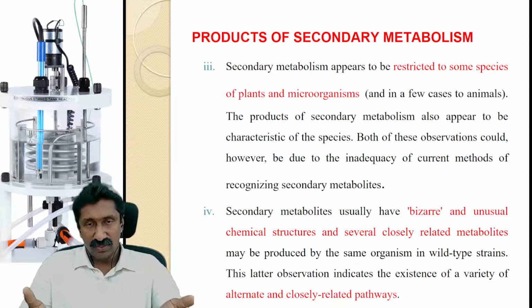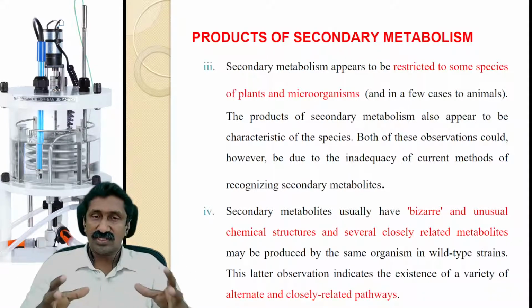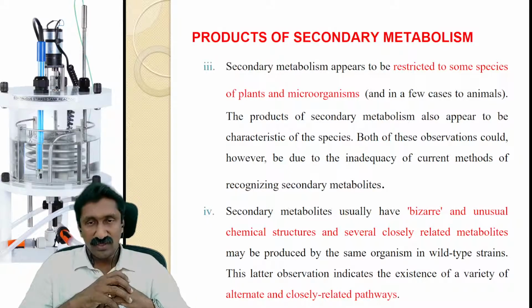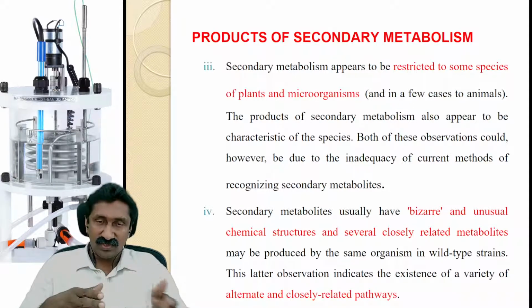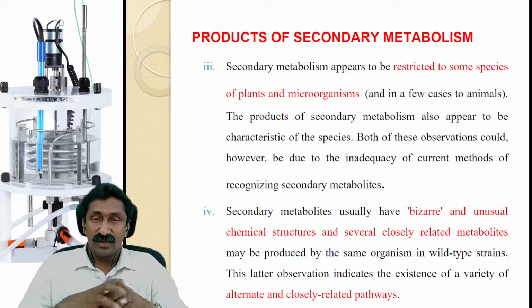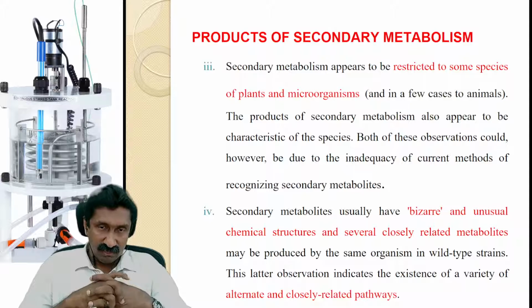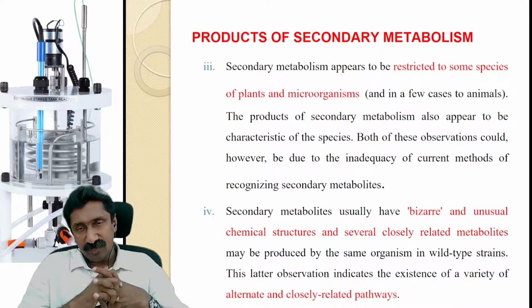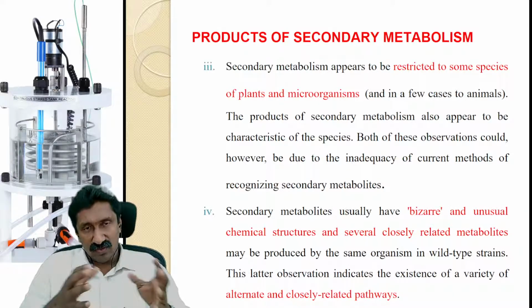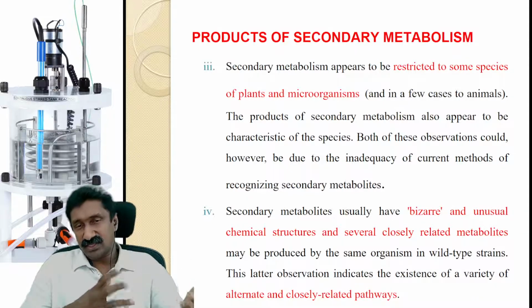Just like, for example, we are considering the antibiotic or something else, then the antibiotic will change its entire nature and resistance property if it is attached with another group, right? So similarly, if such chemical modifications were occurring from one strain to another, then a lot of unusual or bizarre chemical structures can be expected in the case of secondary metabolites. This latter observation indicates the existence of a variety of alternate and closely related pathways. So in every organism, there are a lot of alternative chemical pathways which will be used for modifying the base structure of the compound.